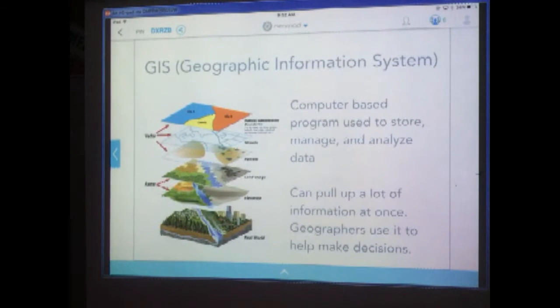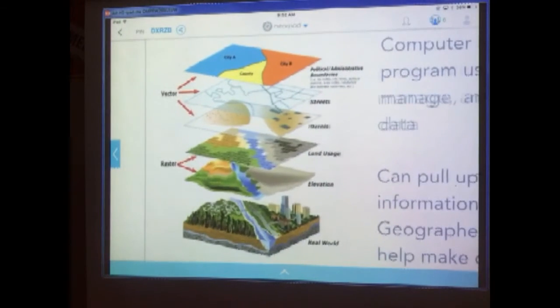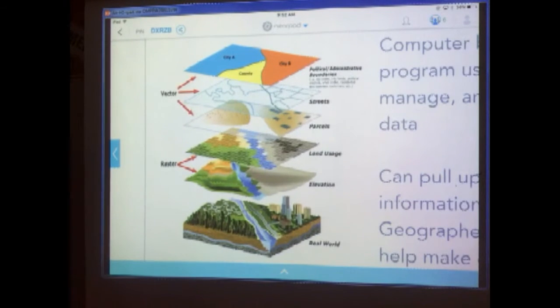And then the last tool we're going to talk about is a geographic information system, usually referred to as a GIS. Okay? And a GIS is a computer-based program. You use it to store, manage, and analyze data. Basically, you can use all different forms of information to answer a question. So here we have the real world map at the bottom. Then you have an elevation map, land use parcels, streets, and then the political administrative boundaries. And you could lay those on top of each other to find different information.